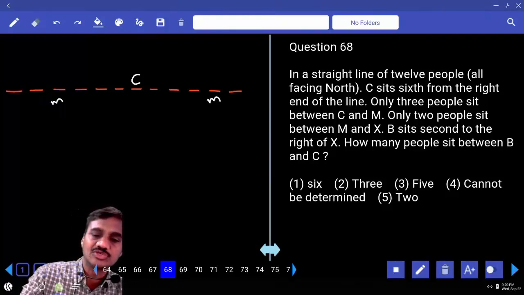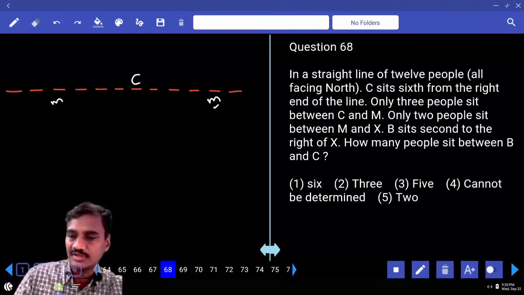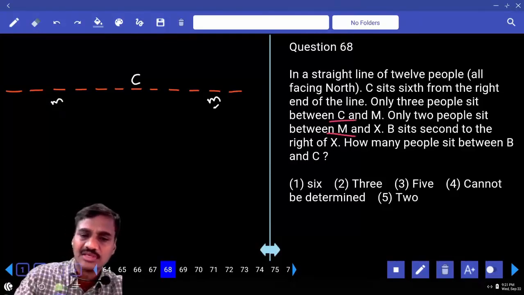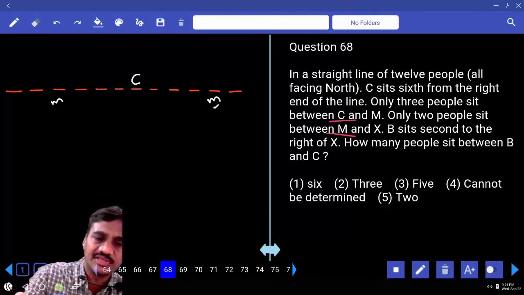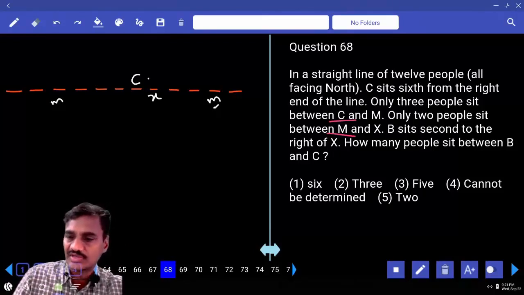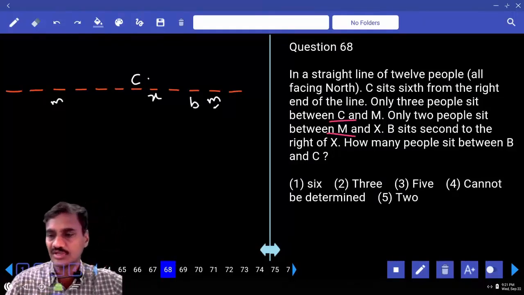Now if we take M here, how many people are there between M and X? Only 3 people between C and M. And next one, B sits second to the right of X. Between C and M, only 2 people between M and X. If there are 2 people between M and X, then X will be here. Right? M is here, X is here. If X is here, B sits second to the right of X, then B will be at this place. B sits second to the right of X.